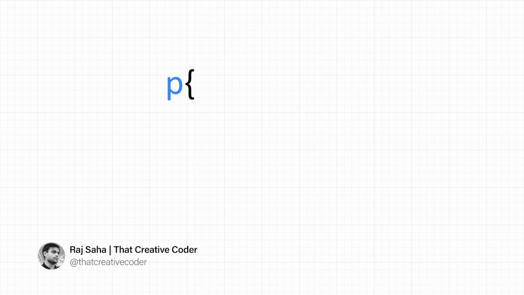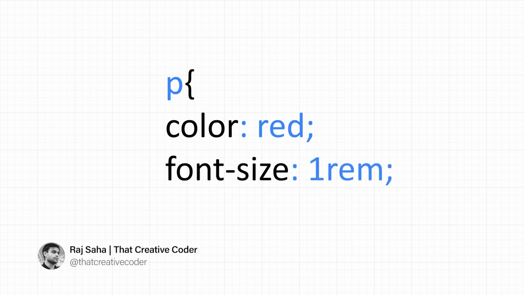So first we use the p or the paragraph element, and this is called an element selector. We open the curly braces, and inside the braces we declare some styles. For example, here we apply the color red and a font size of 1 rem. We will also learn about rems and all the units of CSS. So this is going to be an absolute beginner to advanced level course, right?